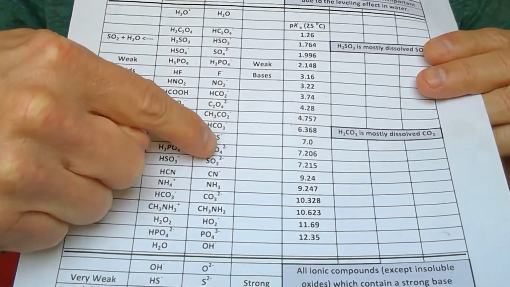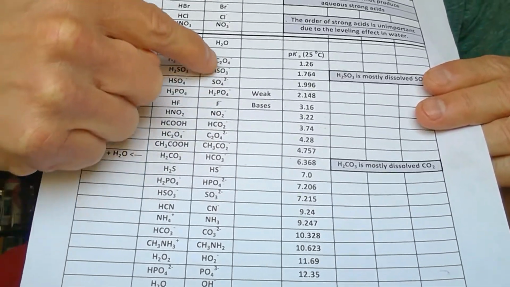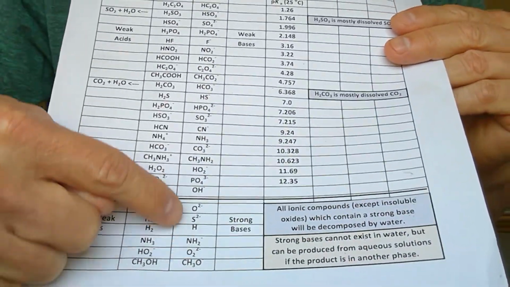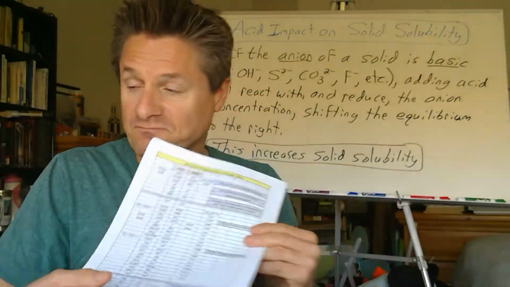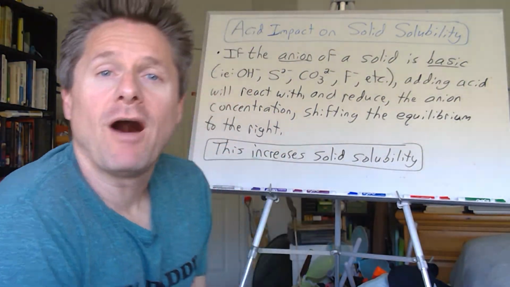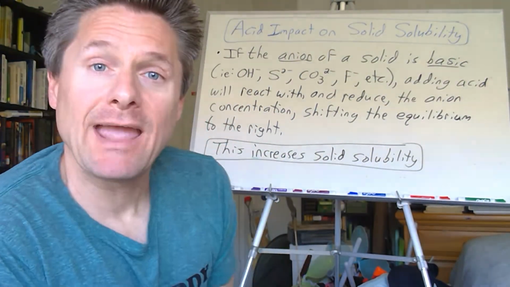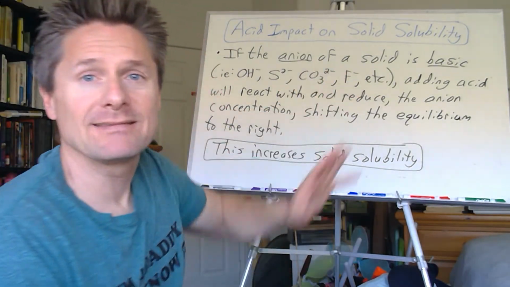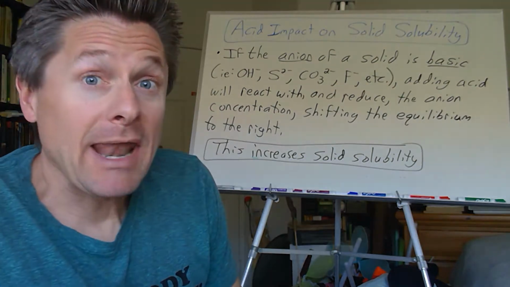Any of these anions right here, they're below water, so they're stronger than water. They're going to ionize in water. And then you've got the strong bases down here, right? Any of those will qualify as having weakly basic character. So sulfide salts, fluoride salts, carbonates, I mean, you name it. There's a lot of options there.